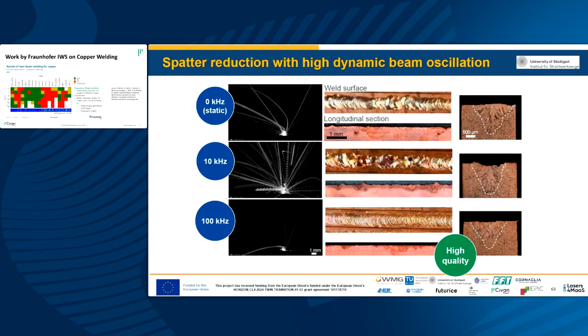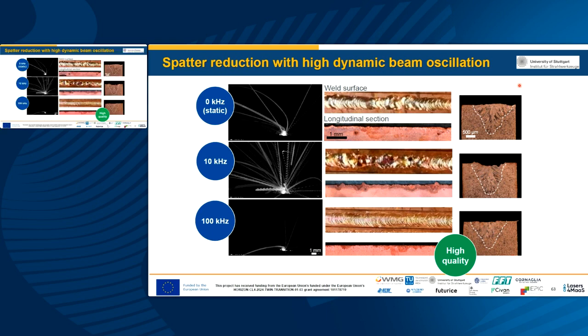And just to emphasize this point a bit more, this is work done by University of Stuttgart, again using the dynamic beam laser and copper welding. And they also got very similar results. What you can see here is that using the same beam shape, but just changing the frequency of the beam shape again, we have a very different process. And it's just very interesting.